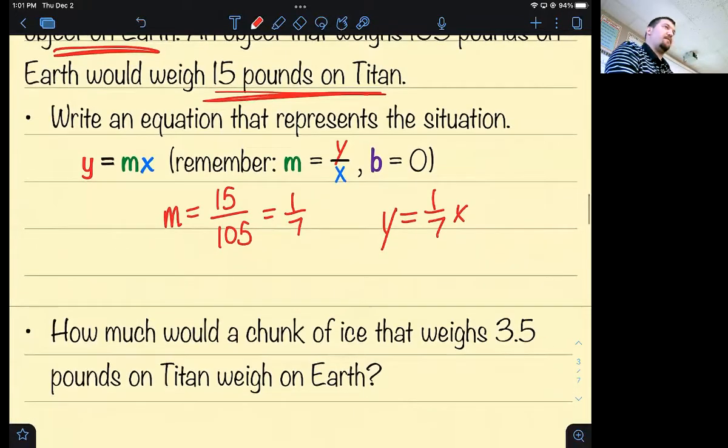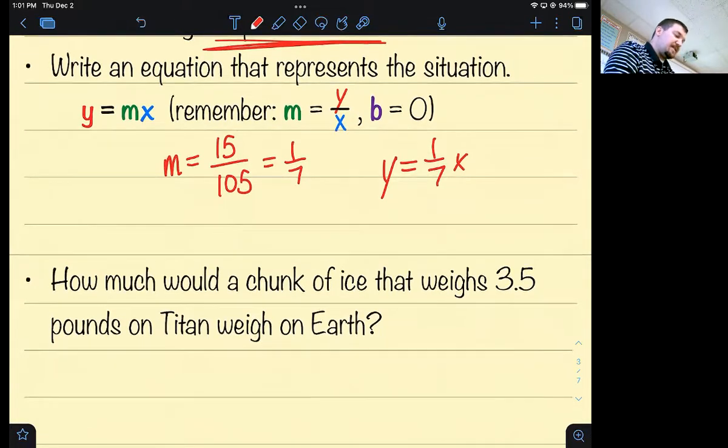Get points taken off if you put 7x instead of 1/7. Make sure you put the y value on top, not the biggest value on top, the y value, whatever that one is. Maybe it's smaller, like it is here. How much would a chunk of ice that weighs 3.5 pounds on Titan weigh on Earth?